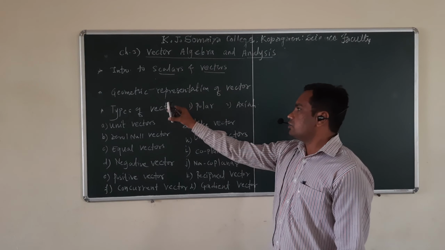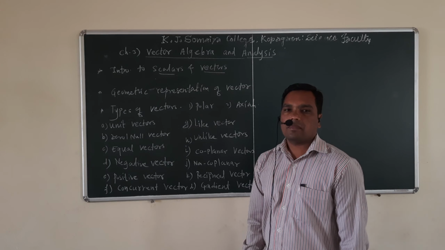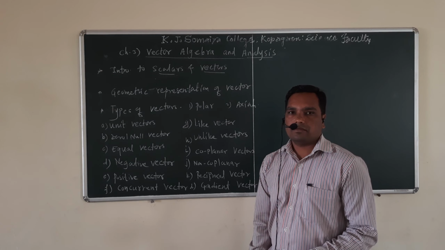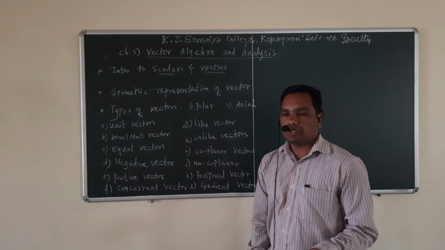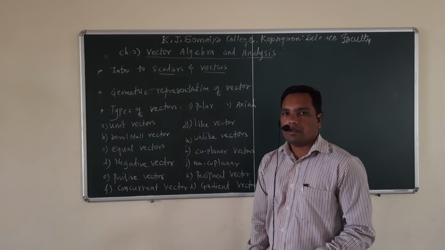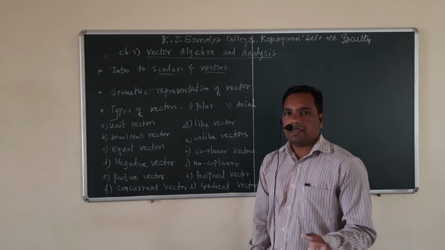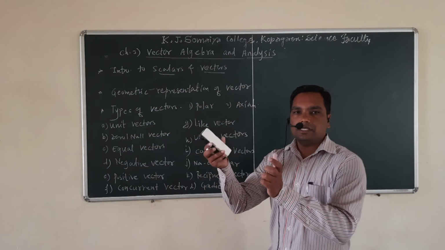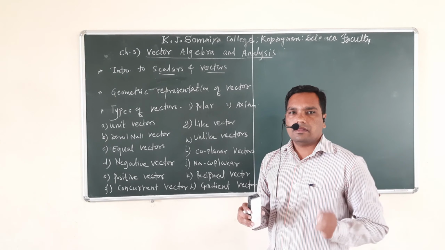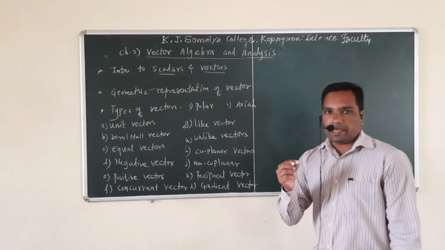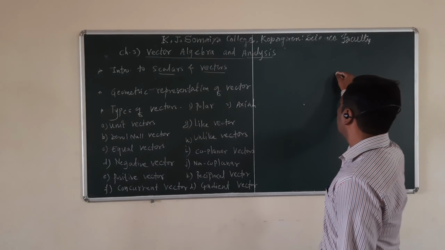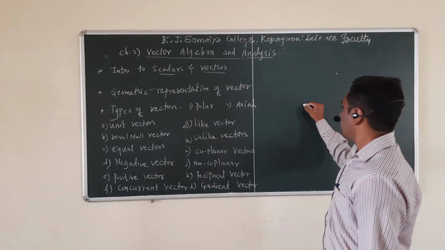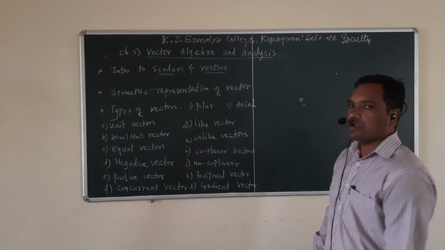Then next, geometric representation of a vector. How can we represent a vector geometrically? For geometric representation of any vector, we must specify that vector. A vector is not a visible quantity. Visible means which we can see with our naked eye. So suppose we have an ant which is moving from here to here. This is the initial position, this is the final position. We call this point O.